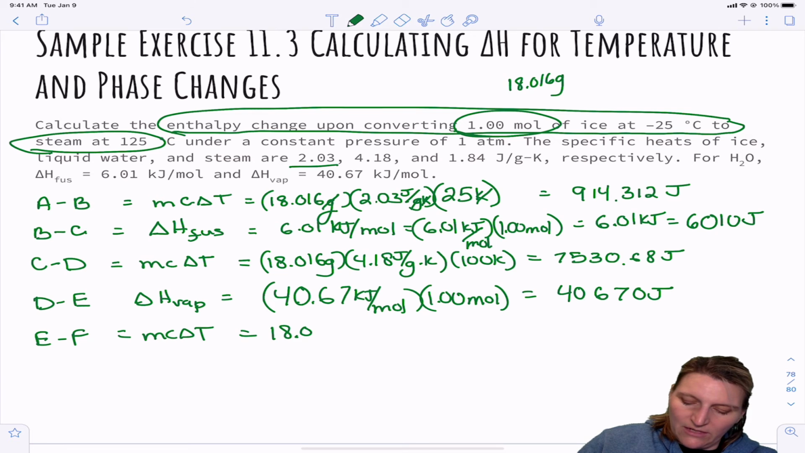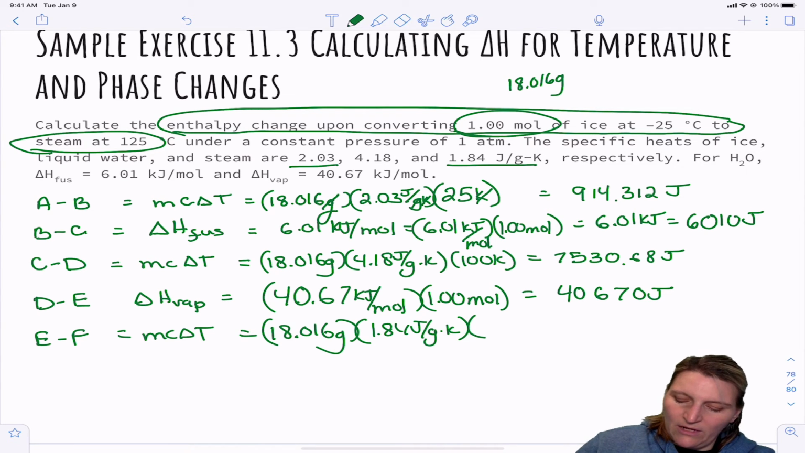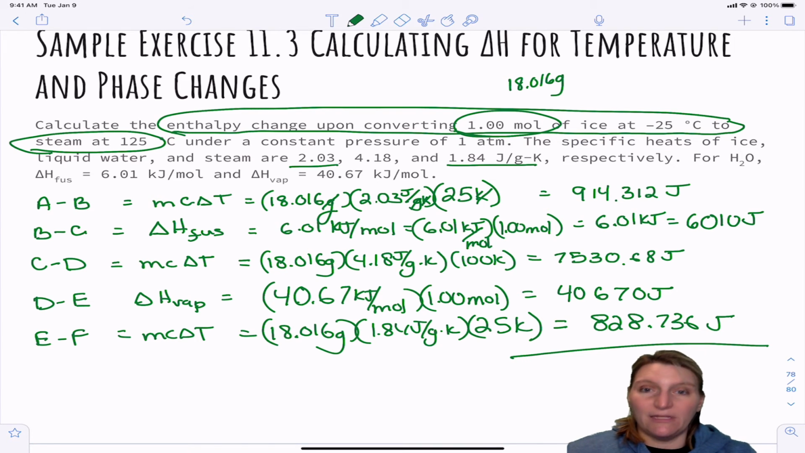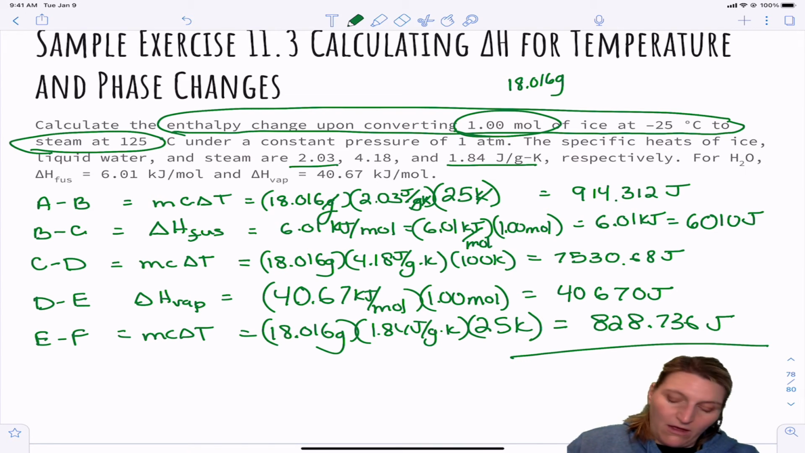The mass is 18.016 grams. The specific heat of gaseous water is 1.84 joules per gram dot Kelvin, and I'm increasing it 25 Kelvin, and this comes out to 828.736 joules. I add all these up because I have made them all the same unit here, and I get 55,953 joules, or 55.95 kilojoules.